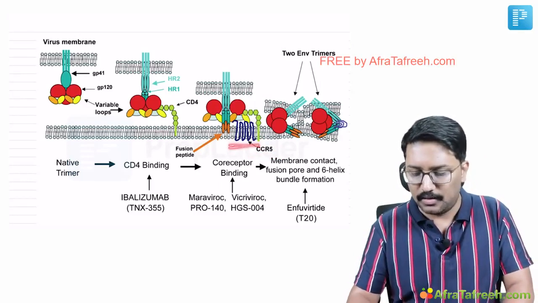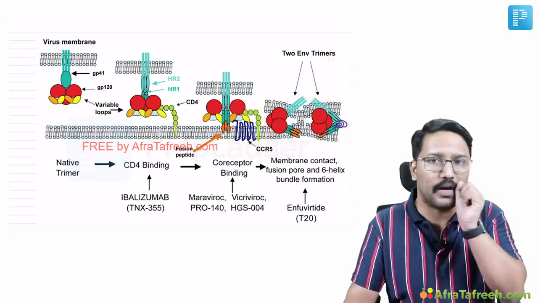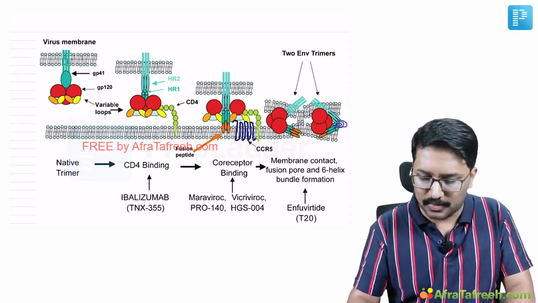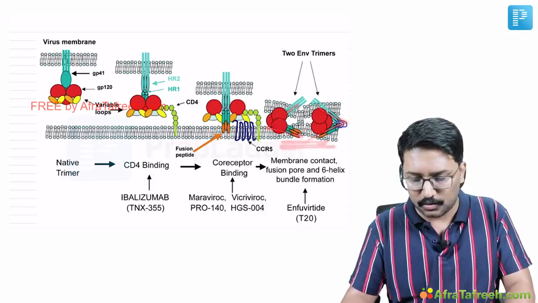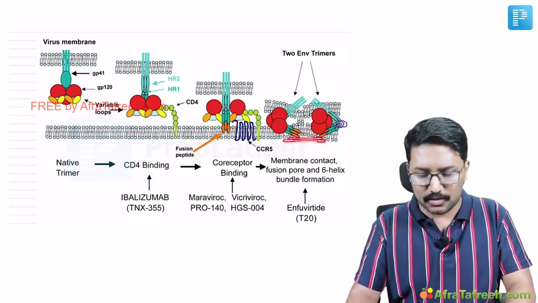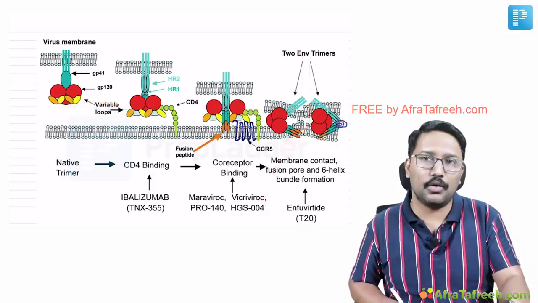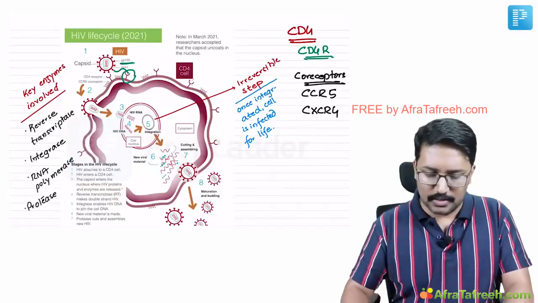Once that gets recruited, what we see here is a conformational change in the viral particle. This conformational change makes sure that the viral particle now gets fused with the host cell, right? Fused with the host cell. Once this fusion occurs, the virus can inject its genetic material into the host cell, that is the CD4 cell, right? Okay, so these are the initial events.